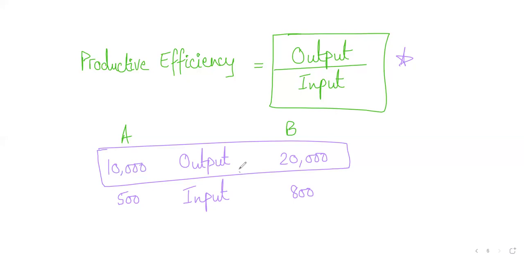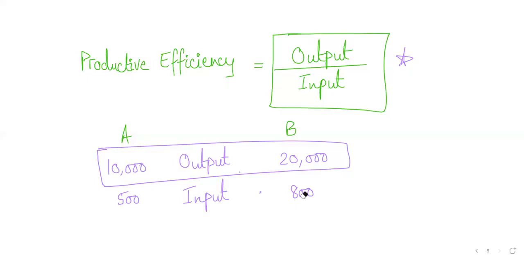Moving forward, which of the two businesses is more efficient and why? The hint is that you have the formula provided over here. You just need to apply this formula and then calculate which of the two businesses is more efficient. So what would you do? Are you saying B is more efficient?